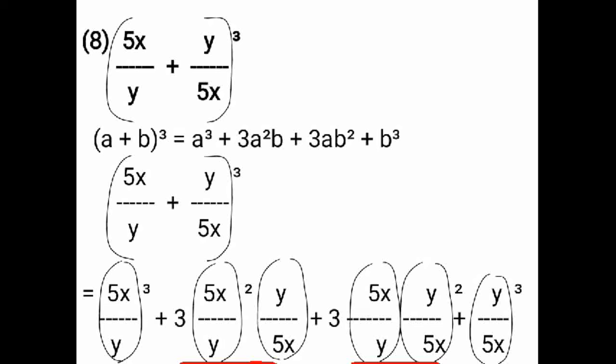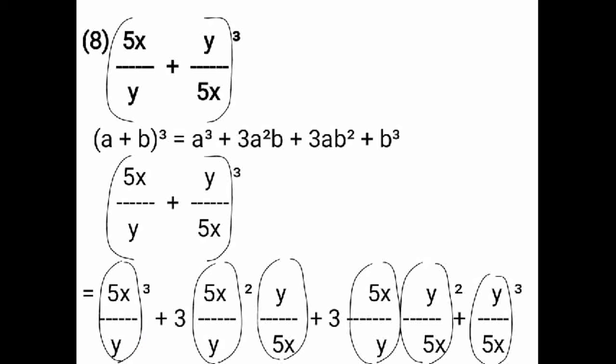So let's start solving a cube and b cube. A cube is 5x upon y the whole cube. In a cube you have numerator and denominator. Numerator is 5x cube. Cube of the variable remains the same. X cube remains the same. 5 cube, the answer is 125. For 5 cube you have to multiply 3 times 5. The answer is 125. In the denominator you have y.